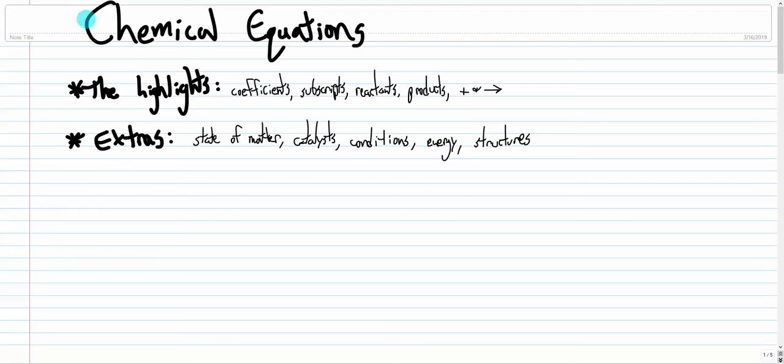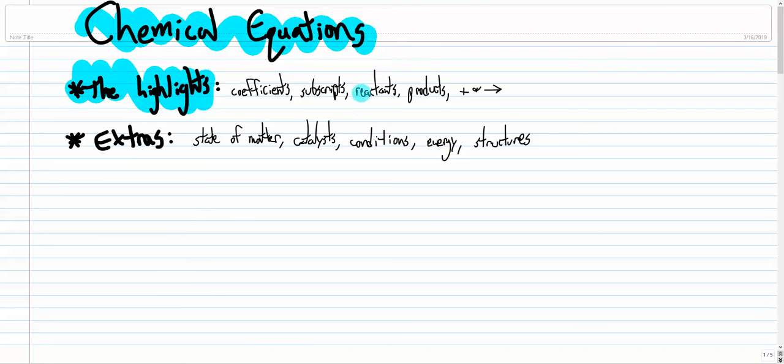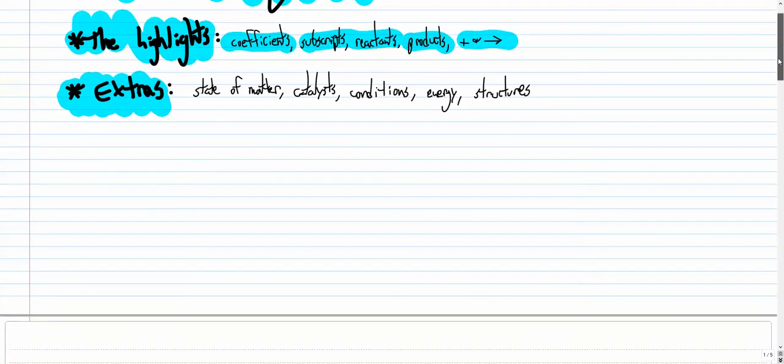Okay, you are getting ready for the chemical equations quiz. What do you need to know? Well, the highlights are this. You've got reactants and products, and you've got a written equation with a couple of symbols. You've got coefficients and subscripts, and you've got extra stuff that we'll cover as we go. So let's go and look at the highlights.